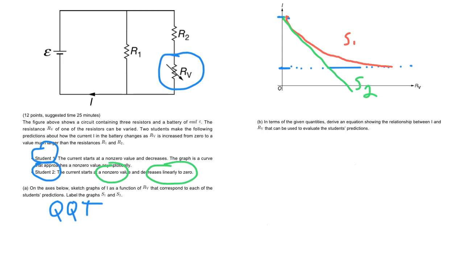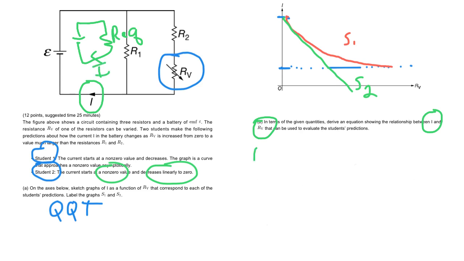Question B says we want to derive the equation showing I and the variable resistor. So if we look at our circuit, notice I is the total current going through the circuit. If we could reduce this circuit to a single equivalent resistor, then we could easily find that I, right? We'll just use Ohm's law, so I equals V over R, so epsilon divided by R_EQ. And then it's just a matter of solving for R_EQ.